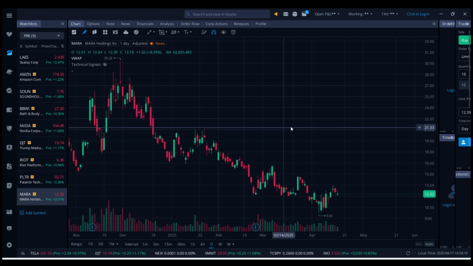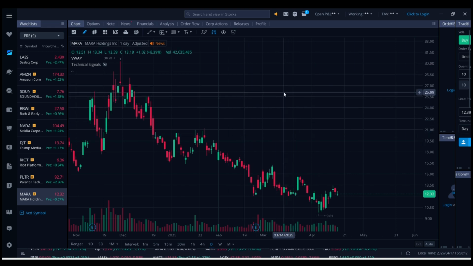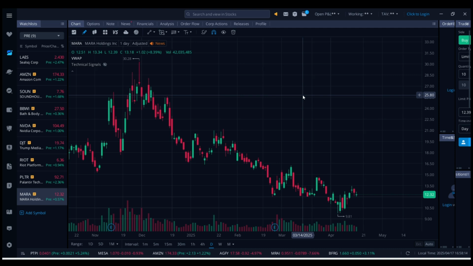So this video is just going to be support and resistance. So we'll jump straight into what is support and resistance. All it is is an indicator on when to buy or when to sell, just due to historical data.